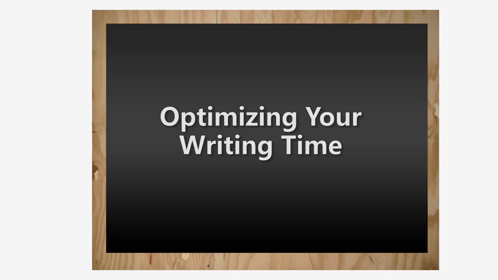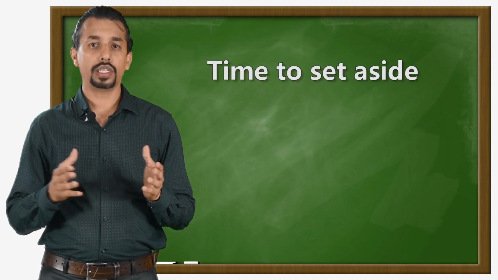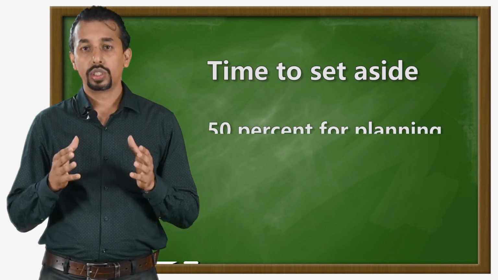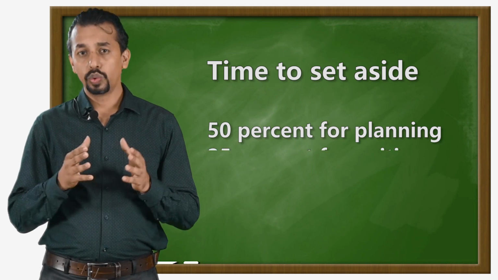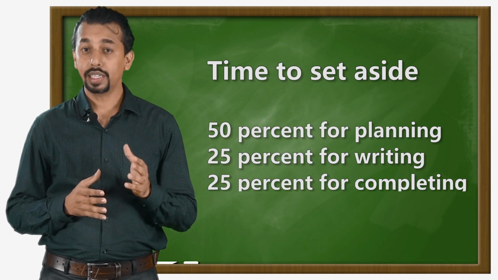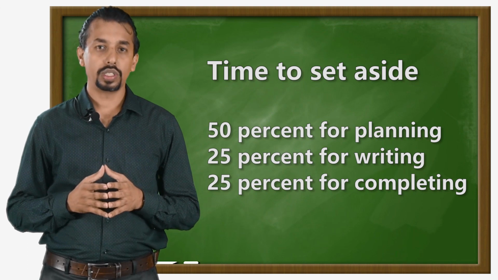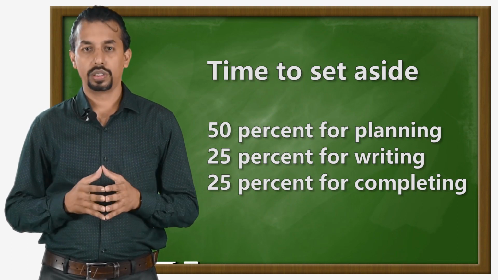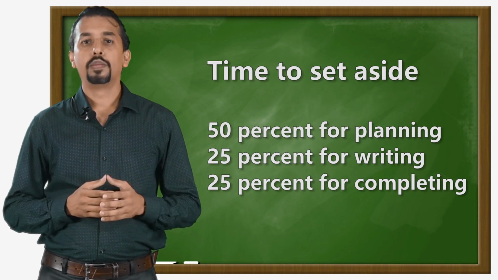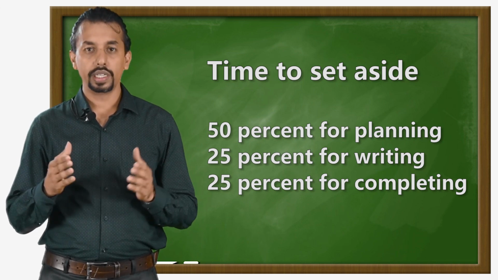Optimizing your writing time. As a general rule, experts say that it is wise to set aside roughly 50% of any business communication project time for planning, 25% for writing, and 25% for completing. Yes, reserving half the time for planning might seem a bit too much, but careful planning usually saves time in the long run by focusing your writing and reducing the need for reworking.